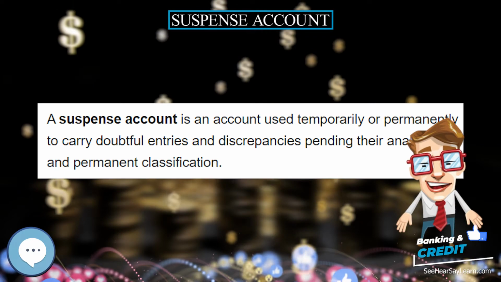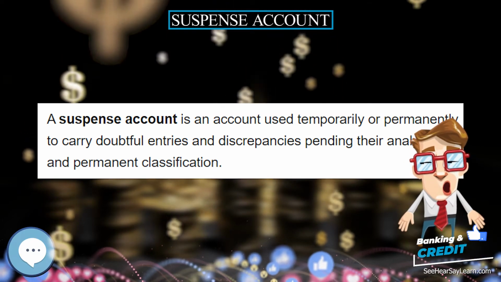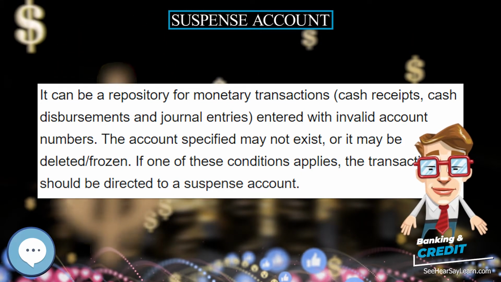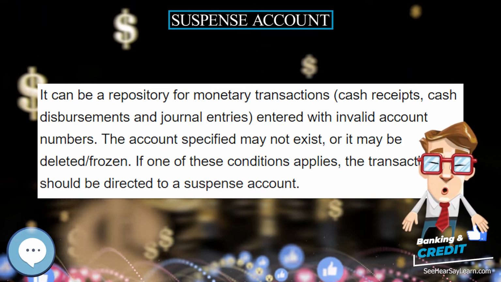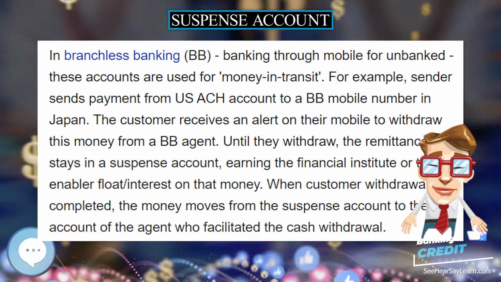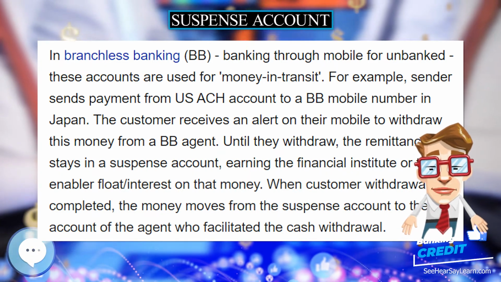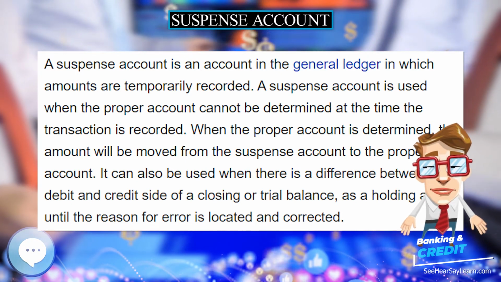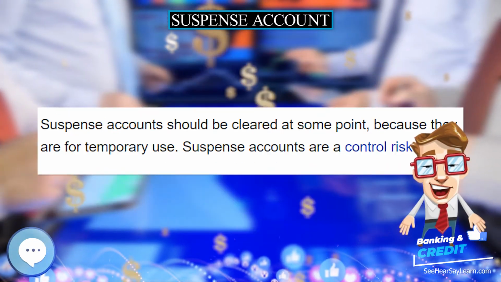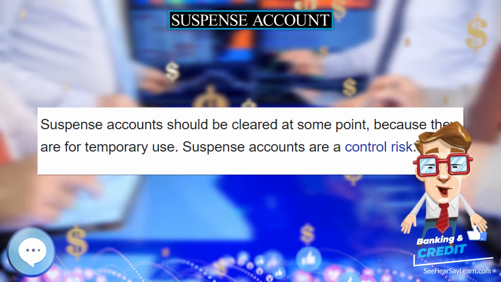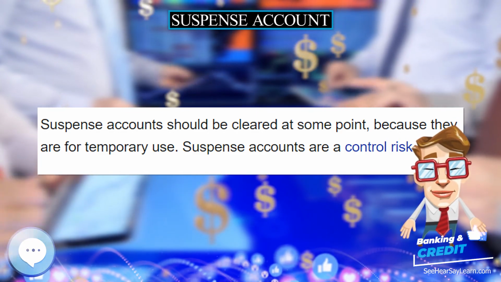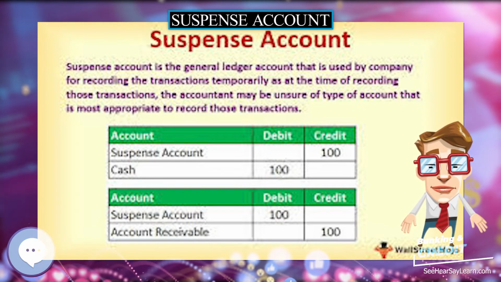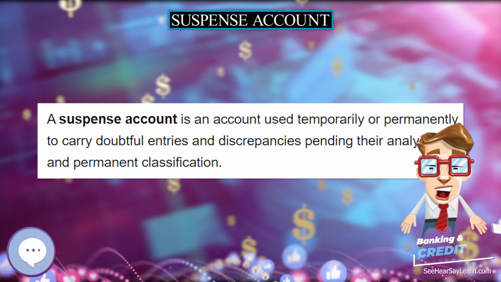In branchless banking, BB, banking through mobile for unbanked, these accounts are used for money in transit. For example, sender sends payment from US ACH account to a BB mobile number in Japan. The customer receives an alert on their mobile to withdraw this money from a BB agent. Until they withdraw, the remittance stays in a suspense account, earning the financial institute or the BB enabler float/interest on that money. When customer withdrawal is completed, the money moves from the suspense account to the account of the agent who facilitated the cash withdrawal.